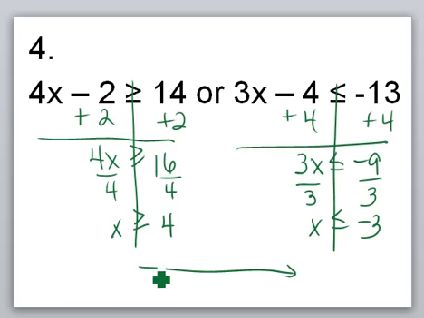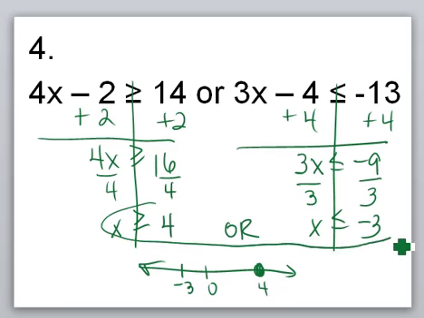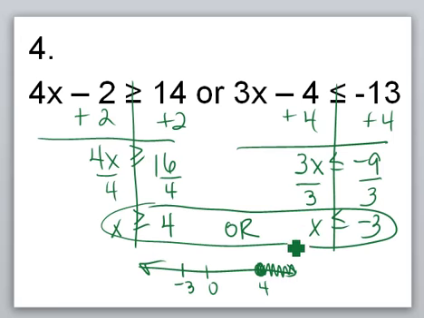We're going to put negative 3 and 4 on the number line. I'll go ahead and place 0 on the number line as well. I'm going to have, I forgot my word or. So it's x is greater than or equal to 4, or less than or equal to negative 3. So x is greater than or equal to 4, or x is less than or equal to negative 3.